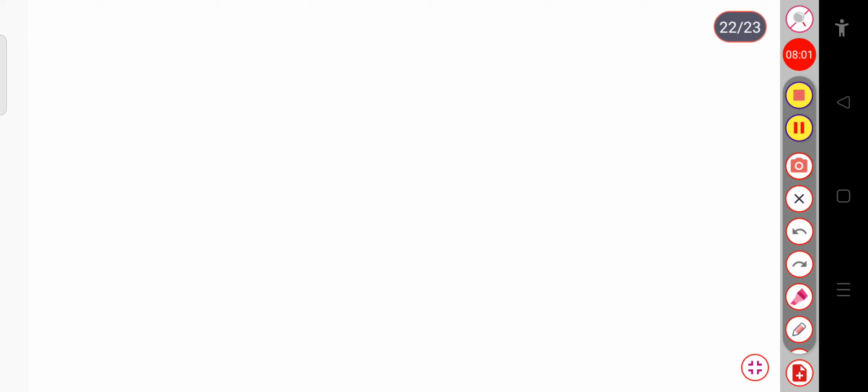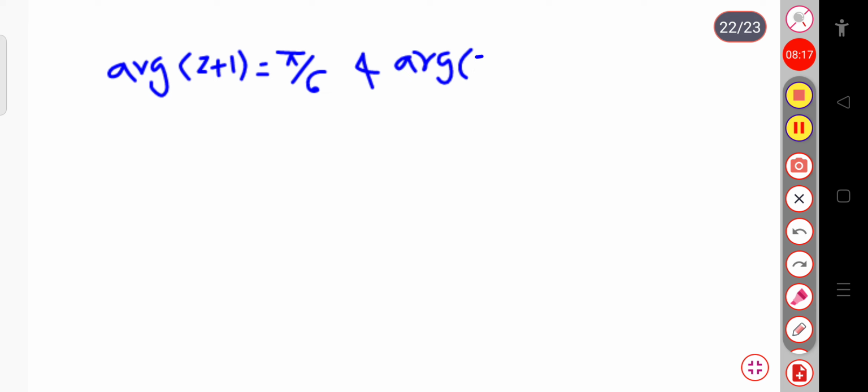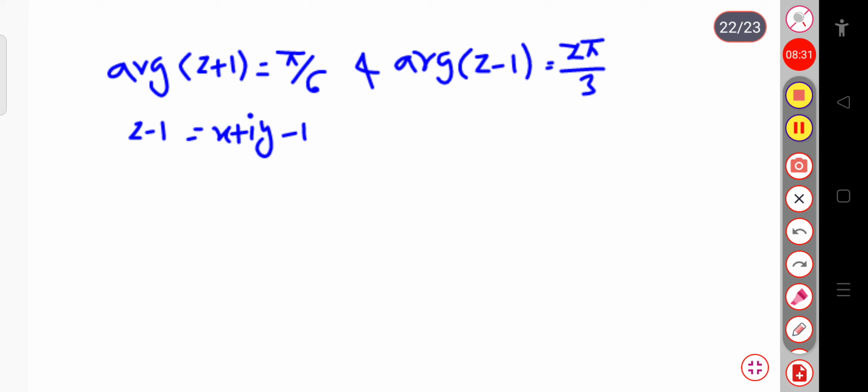Now let us solve one question. Suppose the question is given to find the complex number z such that the argument of z plus 1 is equal to pi by 6, and the argument of z minus 1 has its value equal to 2 pi by 3. Here z minus 1 equals x plus iota y minus 1, and z plus 1 equals x plus iota y plus 1. So you have to calculate the values of x and y.